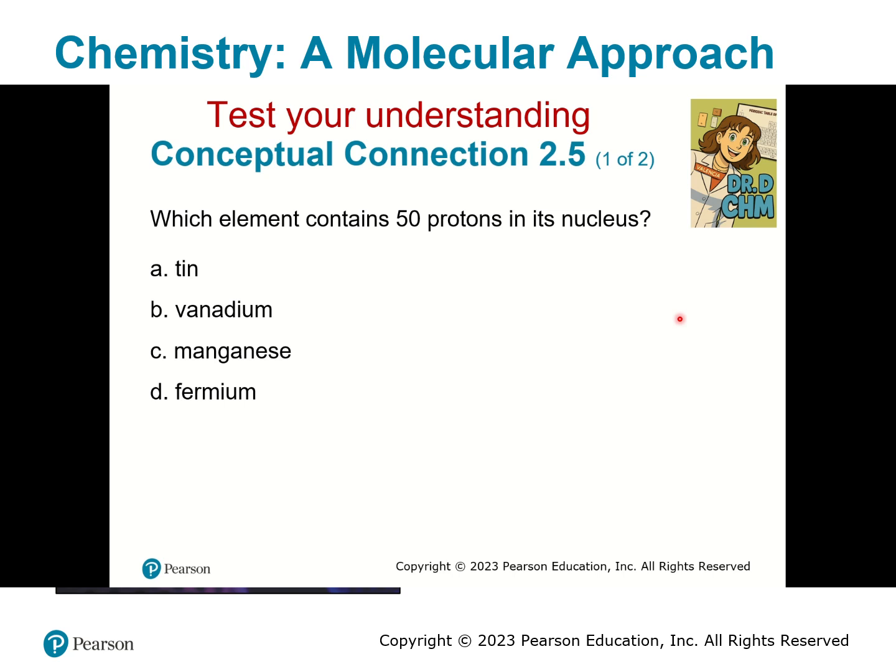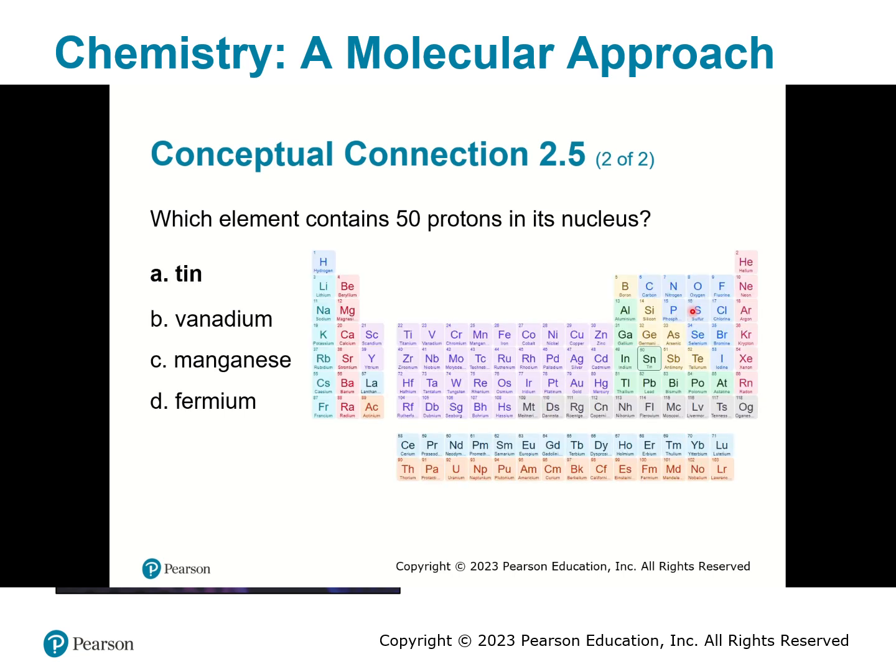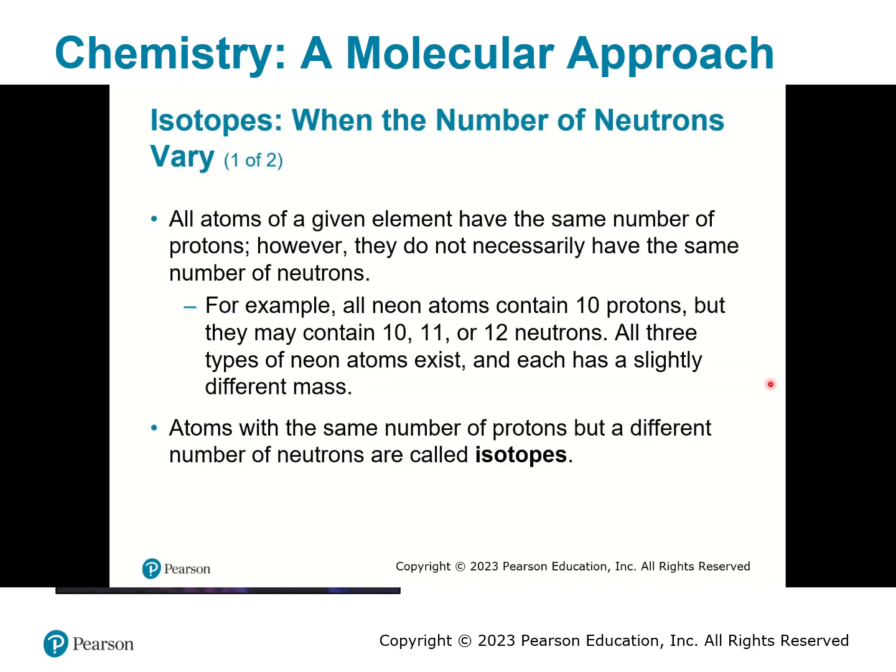Let's test your understanding here. If you have your periodic table in your hand, which element contains 50 protons in its nucleus? Look at this. If you go here, tin, and that's 50 protons, the same as the atomic number, so we can find that it is tin. Okay? It's easy to find which one it is by the atomic number, knowing that the number of protons equals the atomic number.